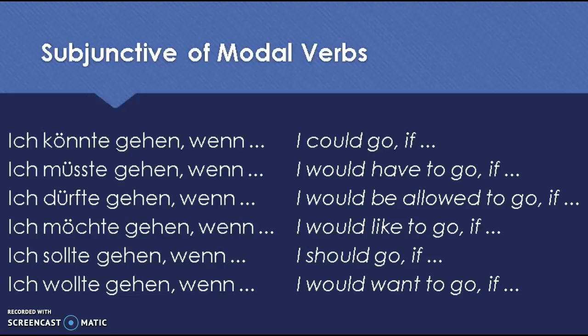Now, könnte, müsste, dürfte, and möchte all look different from their past tense forms, their Präteritum forms. It's könnte instead of konnte, müsste instead of musste. But sollte and wollte look exactly the same as their Präteritum forms. How will you know if it's in subjunctive? Context. Just has to do with context.